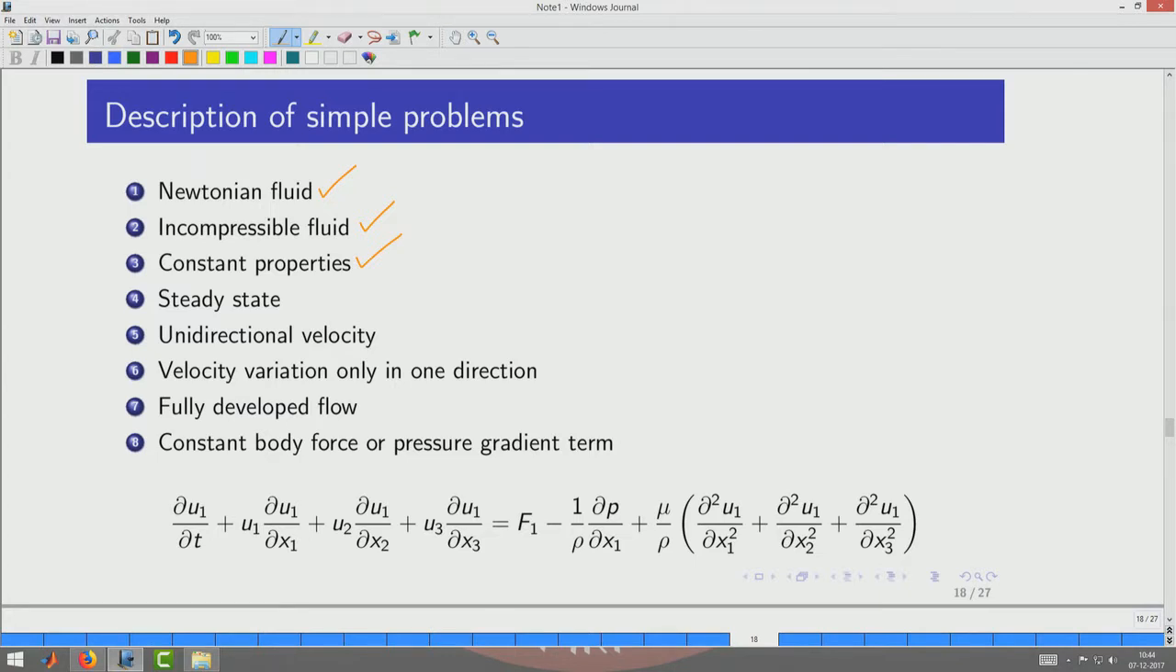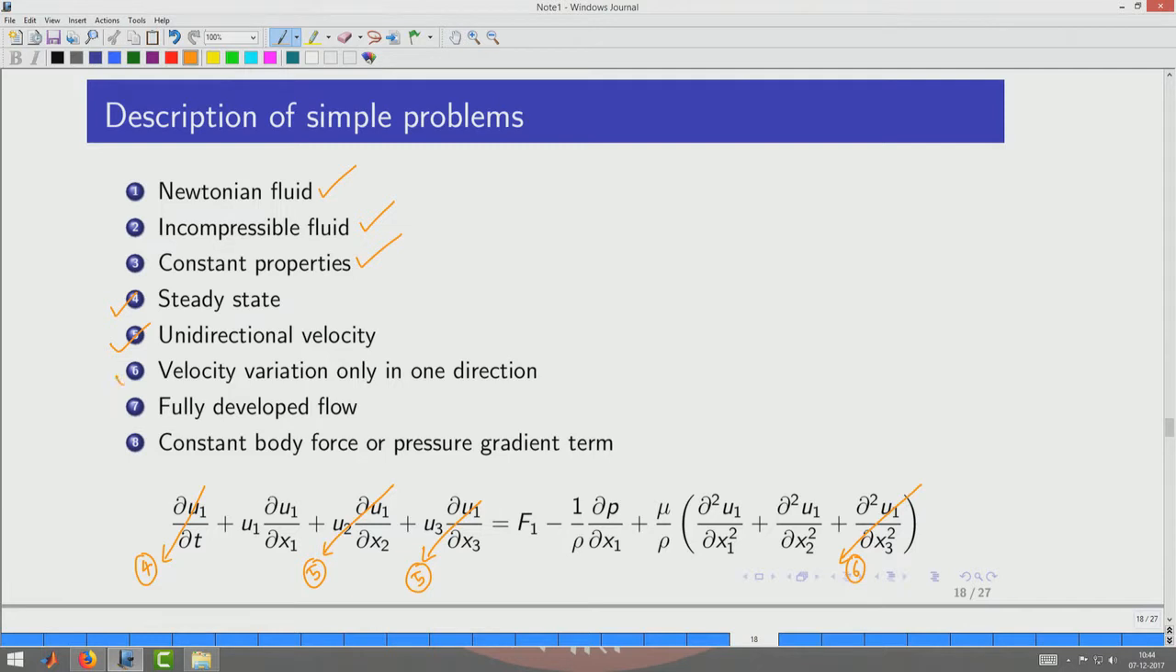And if we make a steady state assumption, then we can strike it off, and that is because of the assumption 4. And if we say that it is a unidirectional velocity, for example, that means u2 and u3 are not there. So, I strike off here and here, saying that it is because of the assumption 5 that I have taken. And then we say velocity variation is only in one direction. So, let us say it varies only along the x2 direction. So, it does not vary along the x3 direction. So, I could then take the assumption 6 here, because of which that term is going off.